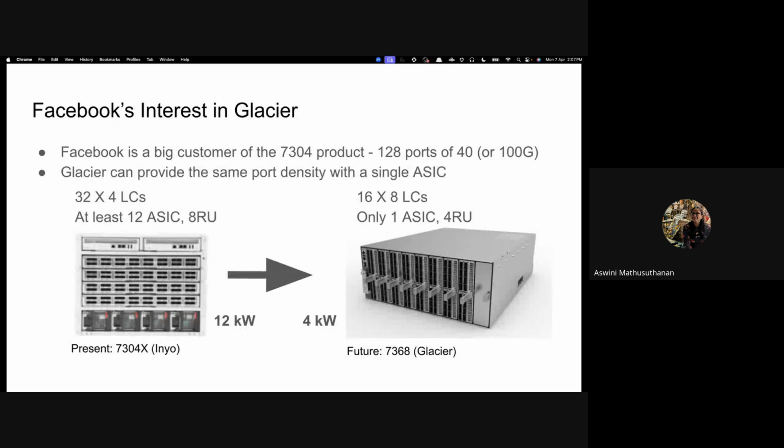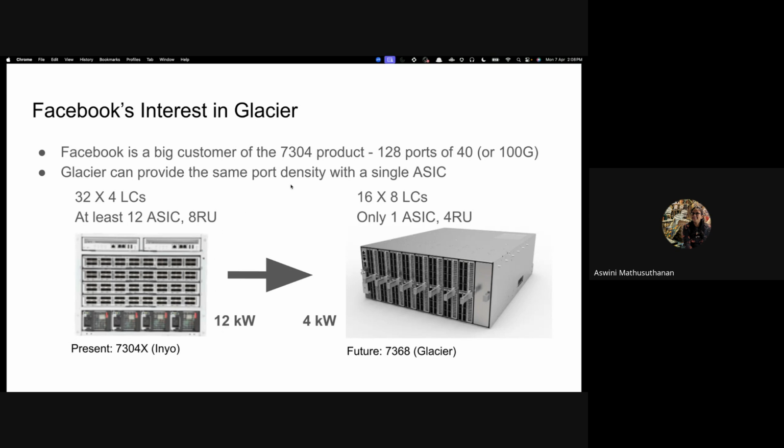So we'll dive into Glacier. As I keep telling, Facebook is the big customer of Glacier. They were using 7304, one of our products, Inyo, which has 128 ports that can operate at 40 or 100 gig speed. The Inyo chassis in the picture is 8 RU and has four line cards with 32 ports, and each line card has 3 ASICs, which counts to 12 ASICs. The chassis itself is entirely big: it is 8 rack units, and the power consumption is 12 kilowatts.